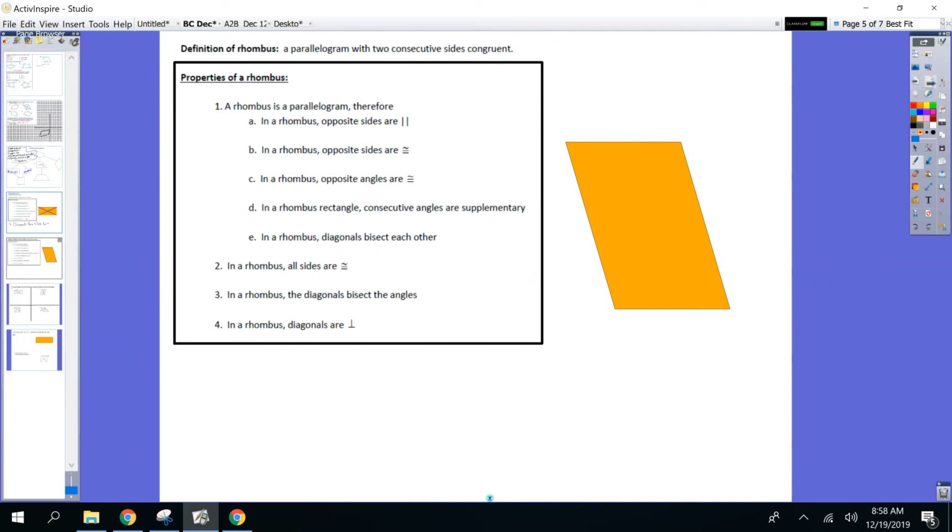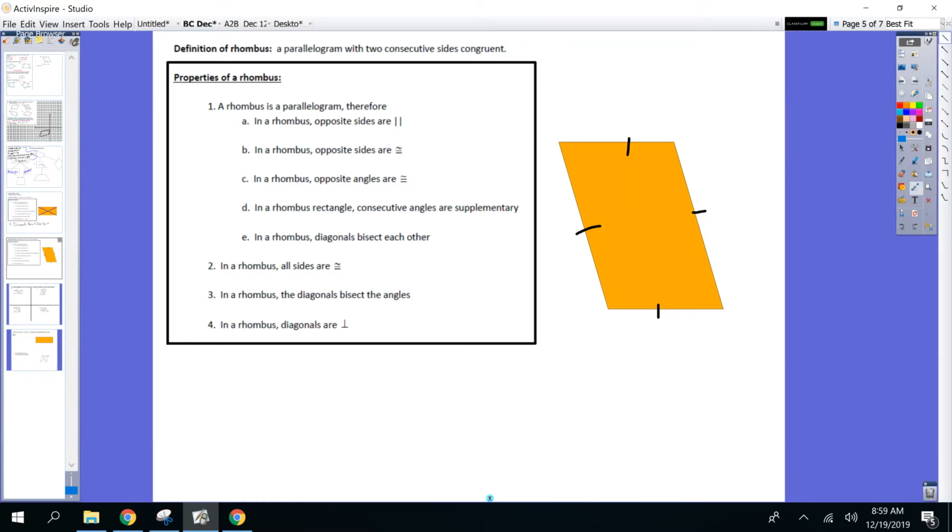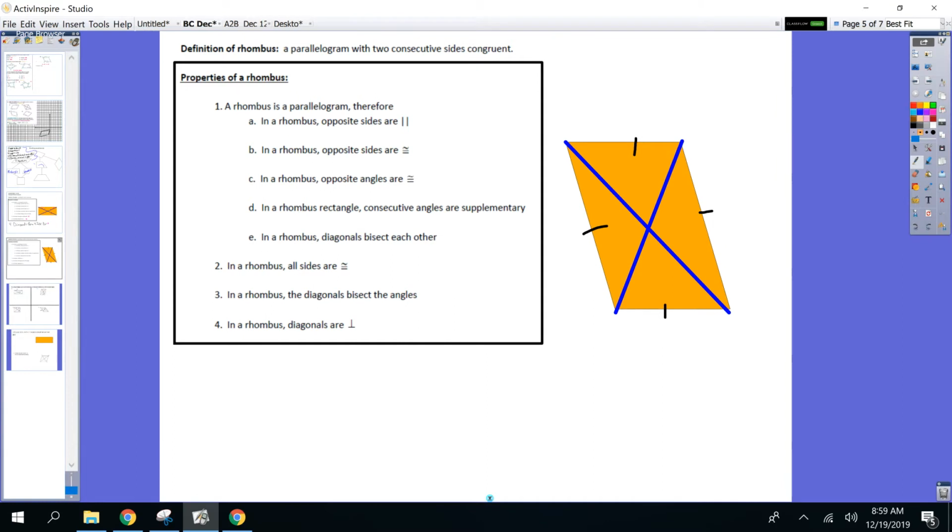The rhombus has its own special properties, which number one is all four sides are equal. What's a nice little geometry term for that one? Oh boy. Equilateral. Yes, equilateral. Just doesn't apply to a triangle. So a rhombus, all four sides are congruent. Oh, how about these diagonals in a rhombus? Doing work. They are not congruent. That's a rectangle. But they bisect the angles. What's that mean for us?